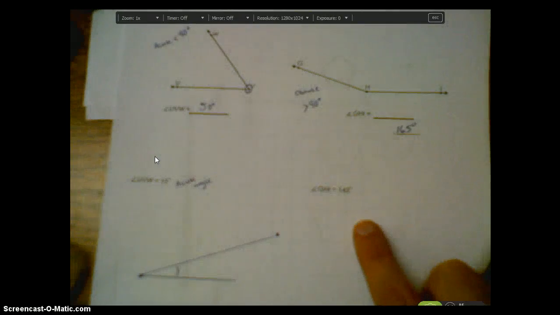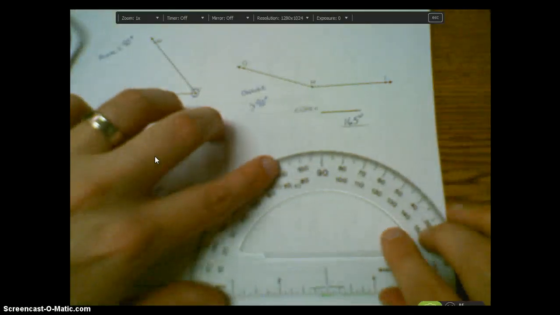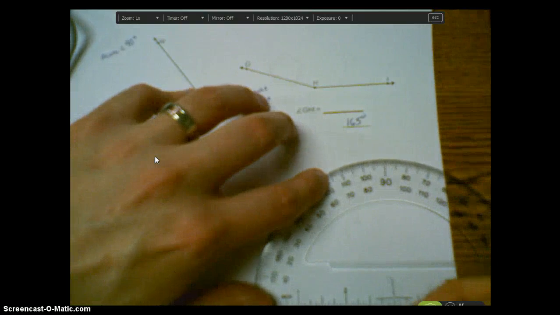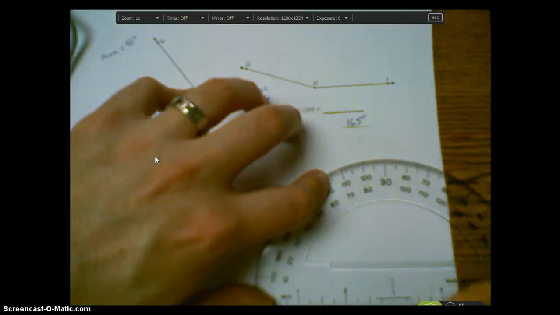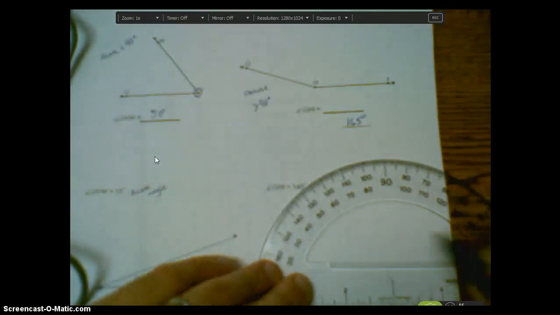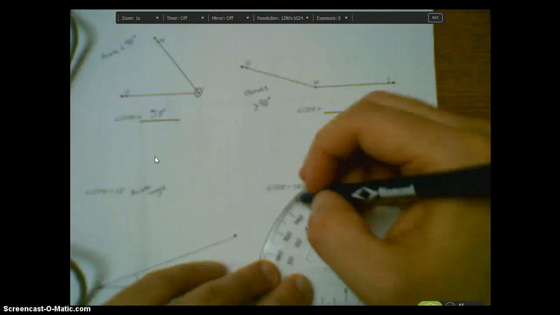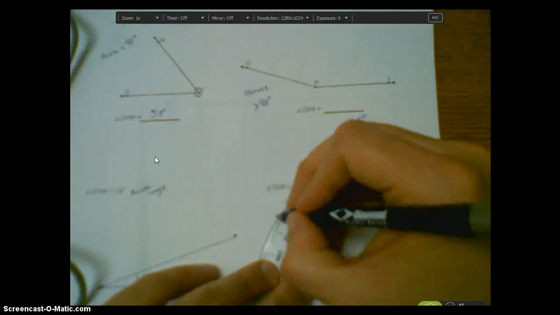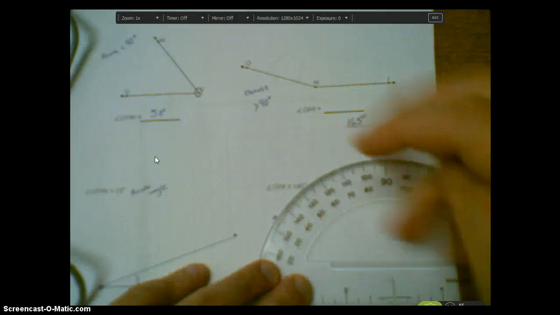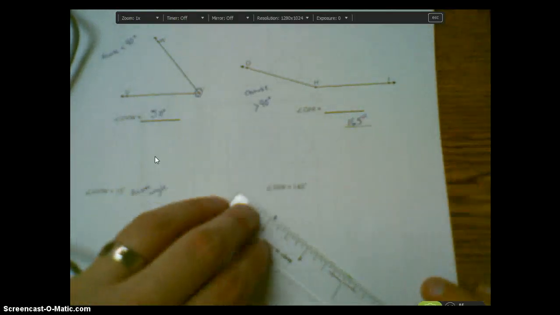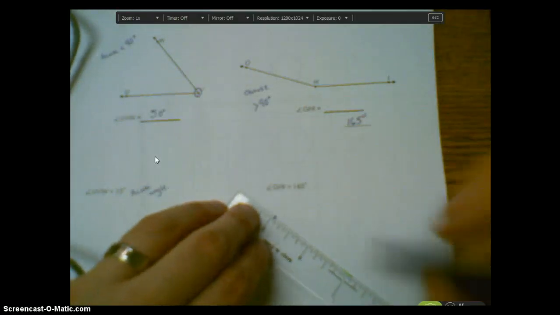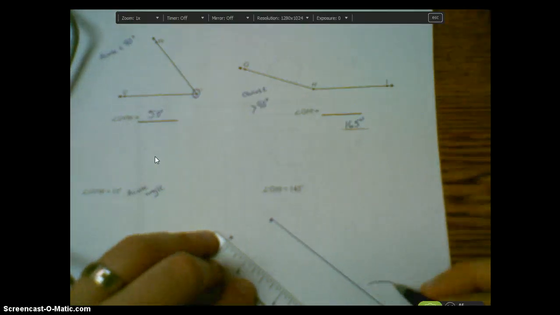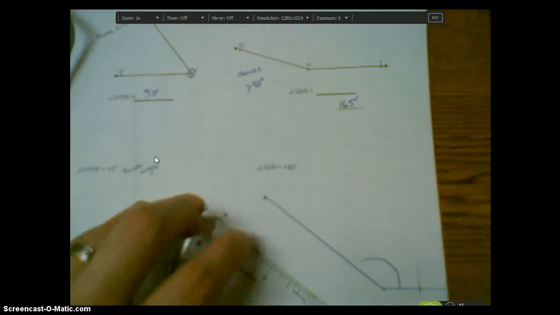You would do the same exact thing for 145 degrees. I start with a dot. I'm actually going to start it over here. Draw my line. Look for 145, which is right here. Oh, I'm sorry, that's 135, because 130, 140, 150, this would be 145. And then connect my dot to my vertex. I have a 145 degree angle measure.